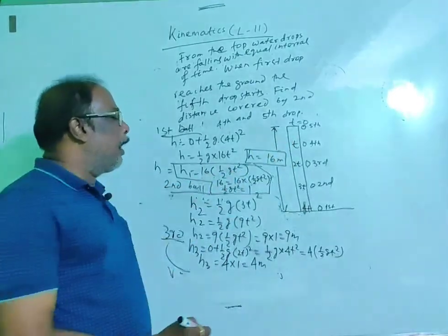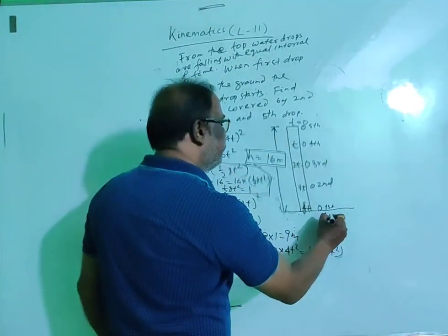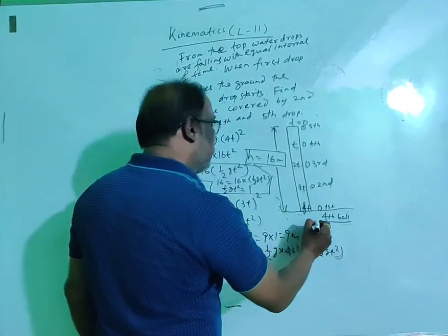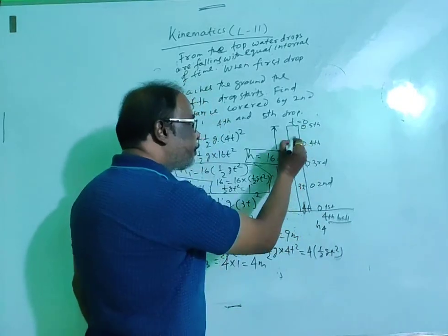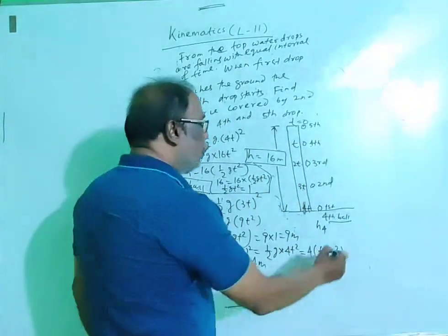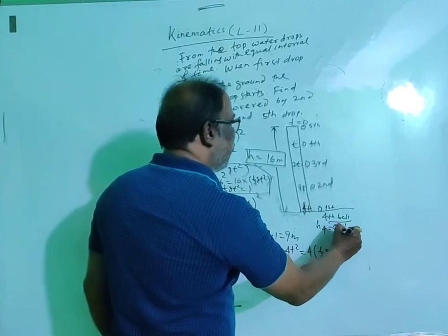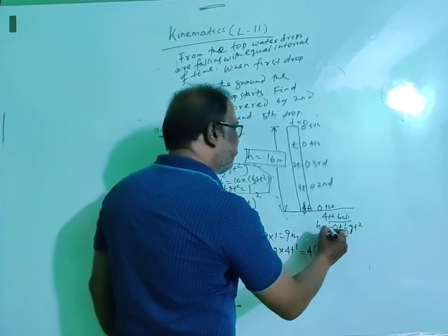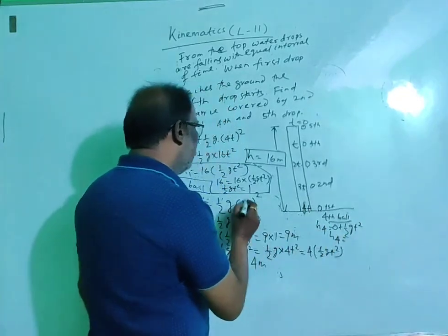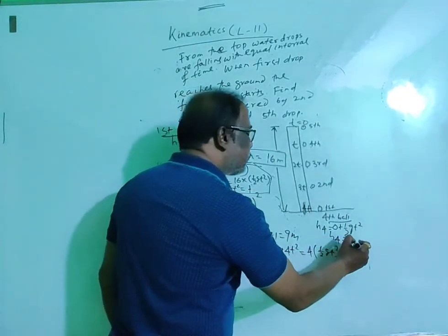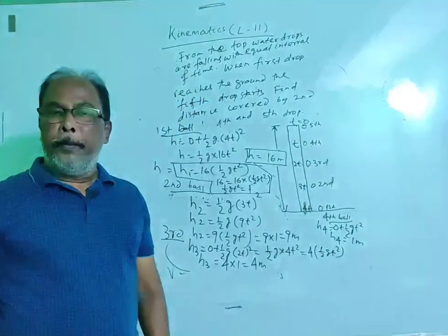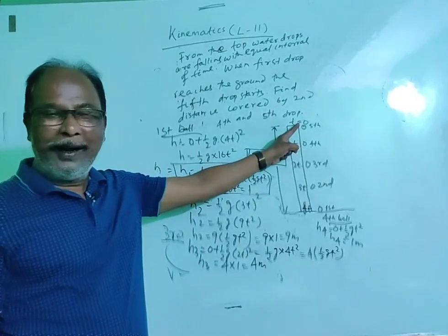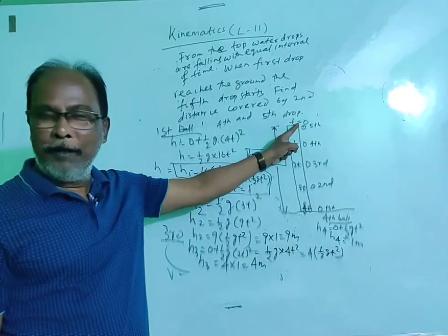And this is for the fourth ball. In a similar way, for the fourth ball, let the height be h4, the distance travelled by the fourth ball is h4, ut plus half g, the fourth ball has travelled for a time t, t square, half gt square, then h4 is equal to half gt square is 1, means 1 meter. Okay? And for the fifth ball, what is the distance travelled by the fifth ball?